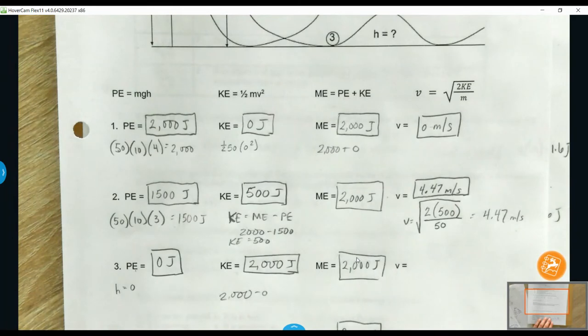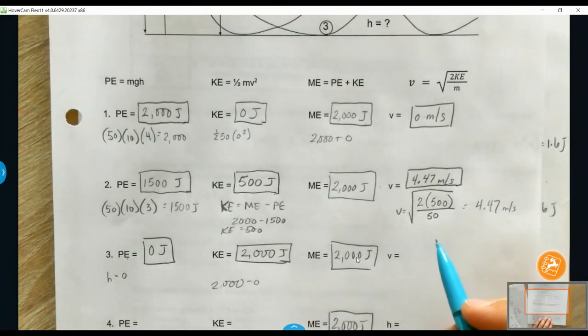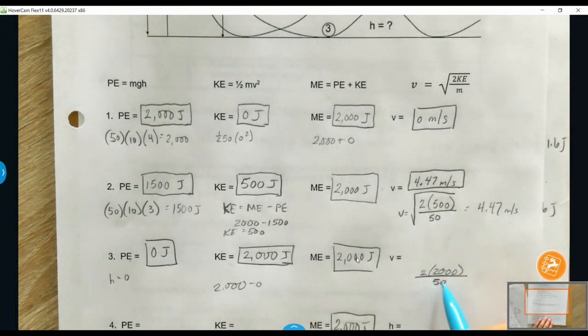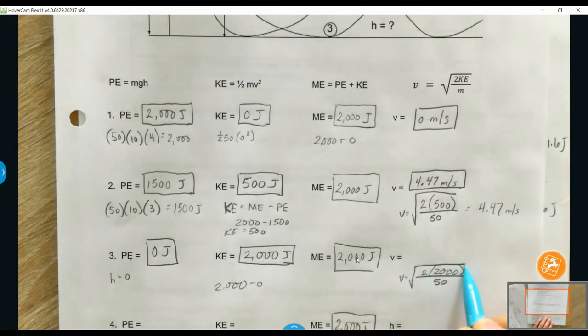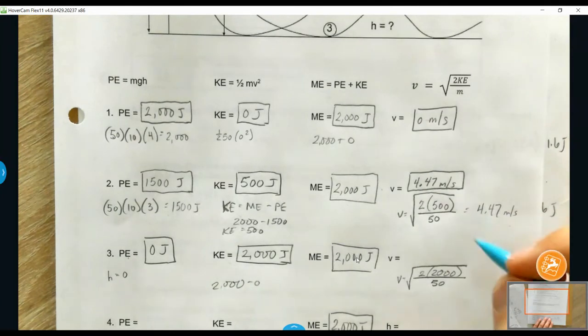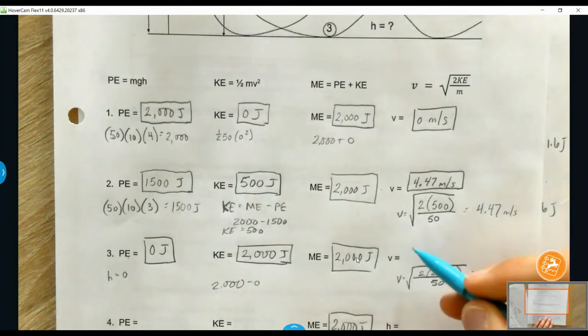Okay, so now what do we have to do? Now we can find the velocity. You have to do 2 times kinetic energy, 2,000, divided by the mass of 50, and then square root it. So 2 times 2,000 divided by 50, and find the square root of that, and you get 8.94 meters per second.